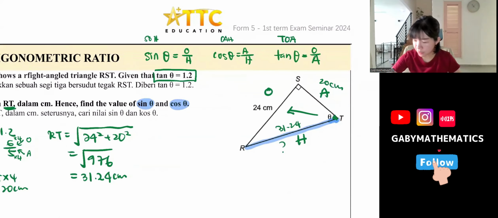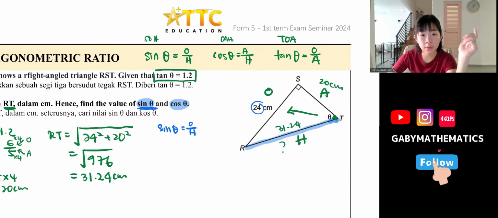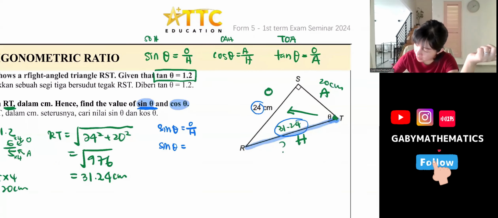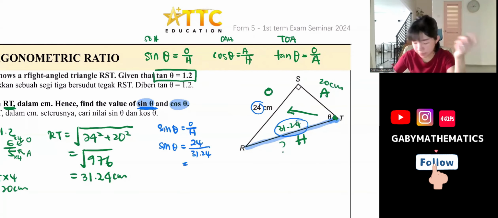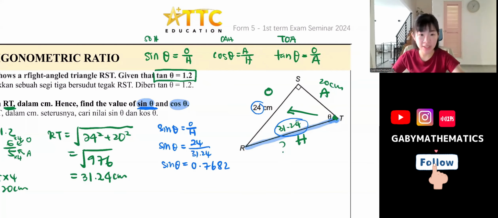Okay, you have 2 more things you need to find. The question asks for sine theta. When you see sine, we know that it's SOH. I want O over H. So O is 24, H is 31.24, which we found just now. Okay, sine theta is 24 over 31.24. So we just simplify this. 24 over 31.24, 4 significant figures, is 0.768. That is sine theta. No need to shift sine.